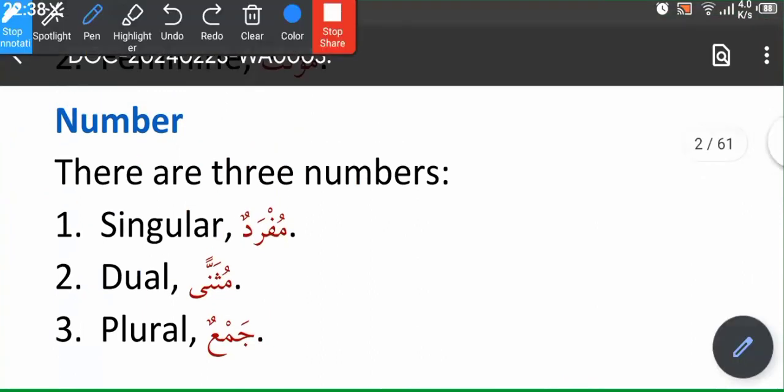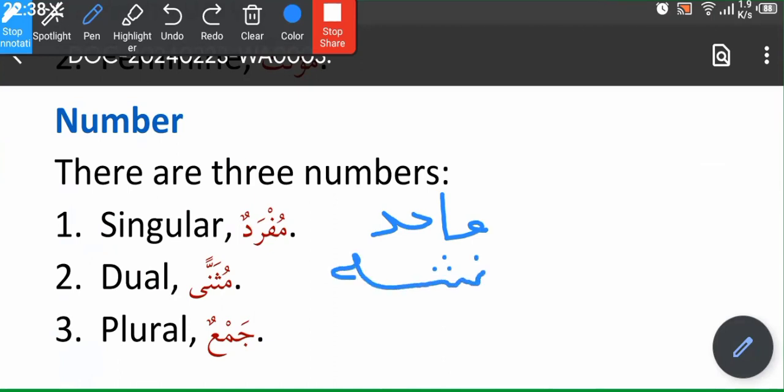So these are some terms that are interchangeably used. Instead of a mufrad, we can also say wahid. Instead of a musanna, we can also say tasniya. All these terms mean somewhat the same, not exactly the same, but somewhat the same. And jama is of course a jama, right?